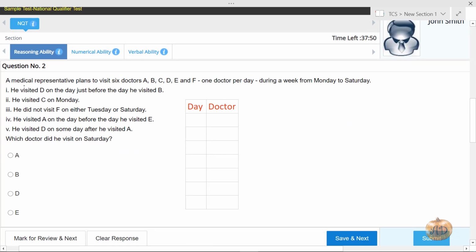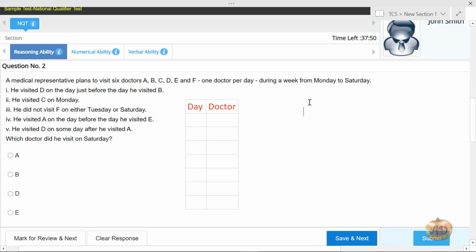So the second question says, a medical representative plans to visit 6 doctors A, B, C, D, E, and F, one doctor per day, during a week from Monday to Saturday. So it's basically a sitting arrangement type question. The first condition says he visited D on the day just before the day he visited B.